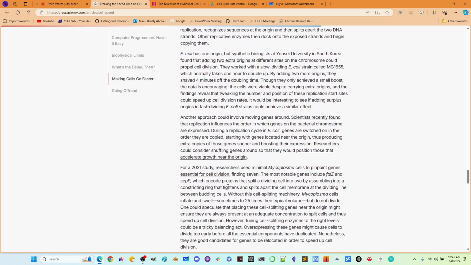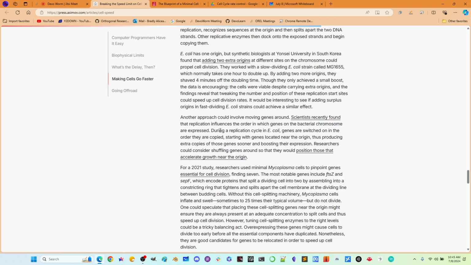We could also move genes around. So scientists recently found that replication influences the order in which genes of the bacterial chromosome are expressed. So during a replication cycle in E. coli, for example, genes are switched on in the order they are copied, starting with genes located near the origin, thus producing extra copies of these genes sooner and boosting their expression.